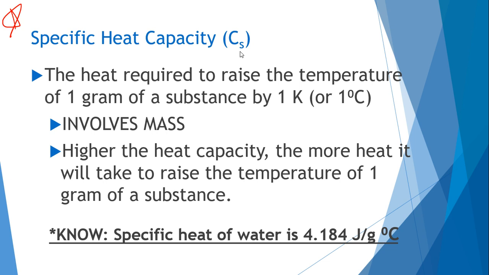One thing that I do want you to know, and I do have it bolded and underlined, and it says know, is the specific heat of water is 4.184 joules per gram for every degree Celsius. And this number might actually sound familiar because 4.184 was how to convert between joules and calories.